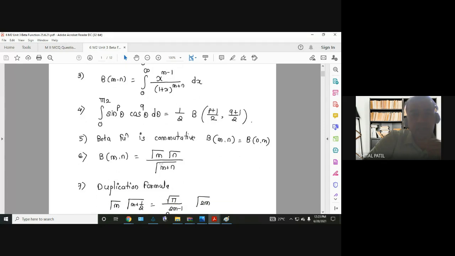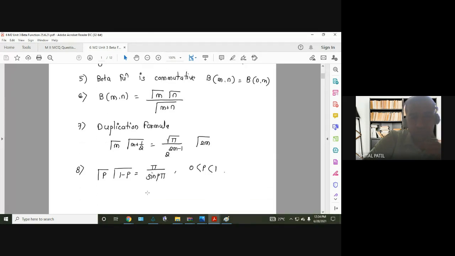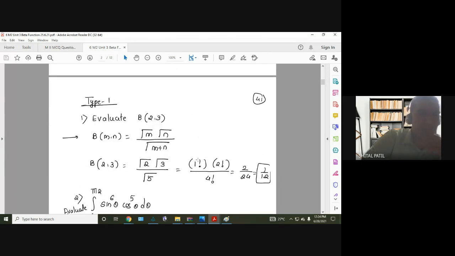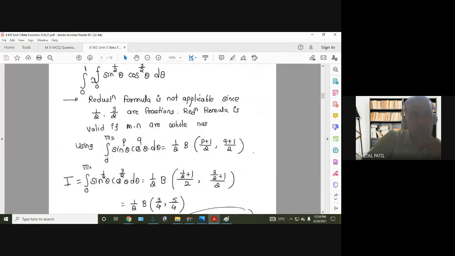And how to find the value of beta function? Beta mn equal to gamma m gamma n divided by gamma m plus n. And then last is the duplication formula, gamma m plus half equal to root pi divided by 2 raised to 2m minus 1 times gamma 2m. This formula we studied in case of gamma function also: gamma p gamma 1 minus p equal to pi divided by sin p pi. The condition is that p should be between 0 and 1. Then we solved examples of type number 1, where we use the definitions and the properties of beta function to solve the example. We solved a few examples of this type.